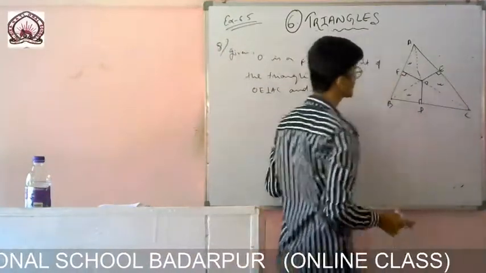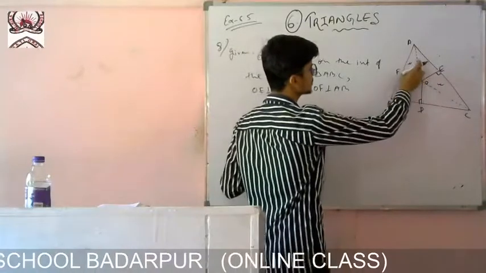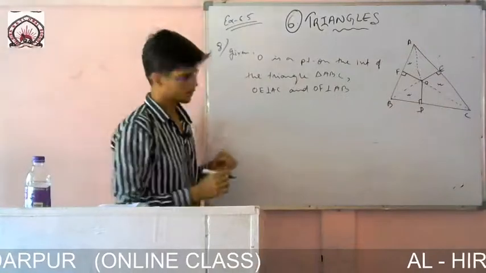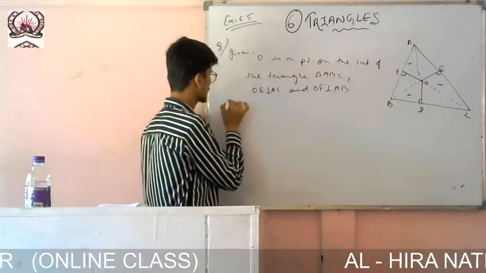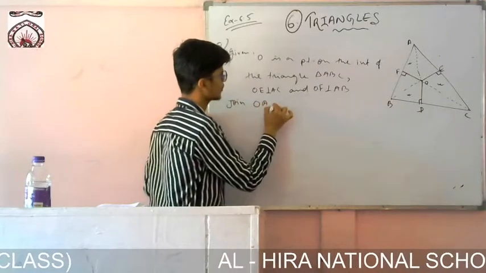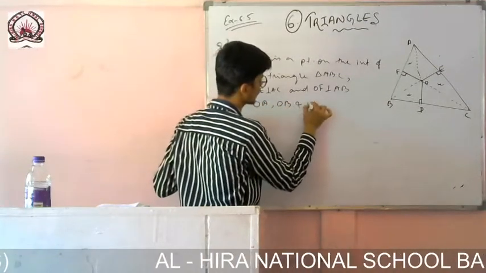So the question given is related to these three. Let me take from this triangle. First of all, I have done one construction: join OA, OB and OC.